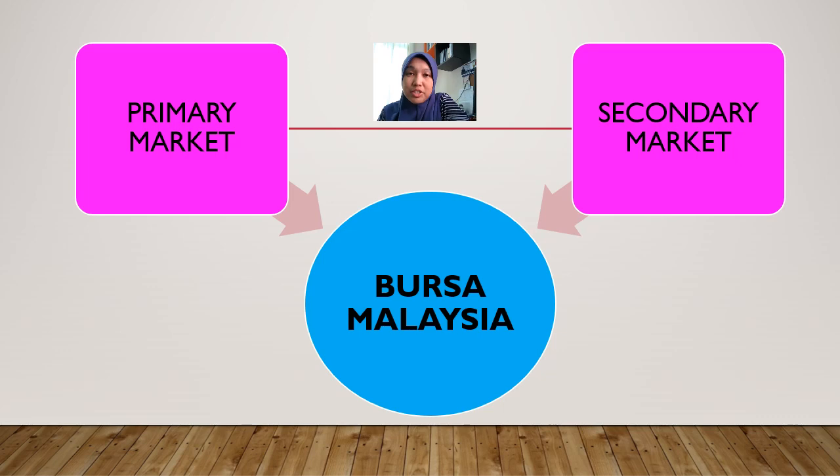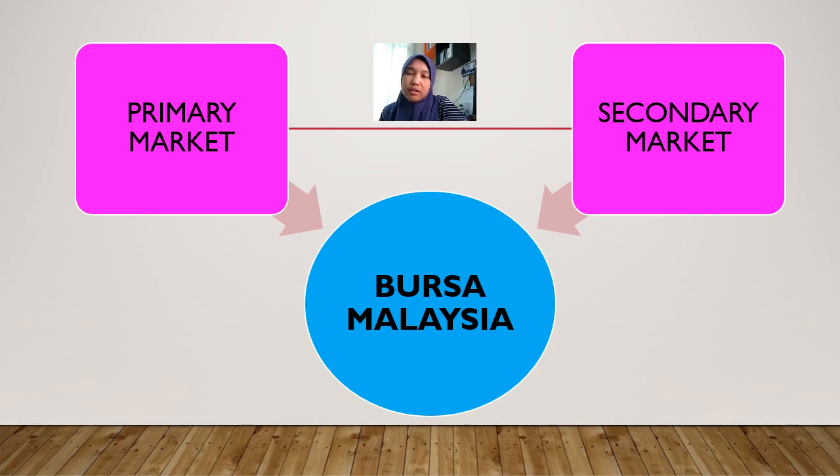In Bursa Malaysia we have the primary market and secondary market. As I mentioned before, the primary market is a place for newly issued securities. I give you a scenario. For example, you own a company and you want to raise some funds, maybe for the purpose of expanding your business, for example expanding to other countries, or setting up a factory. For those plans, you need a big amount of funds.